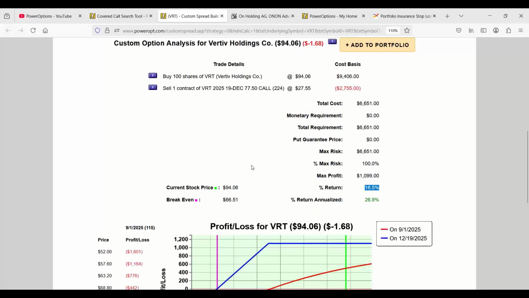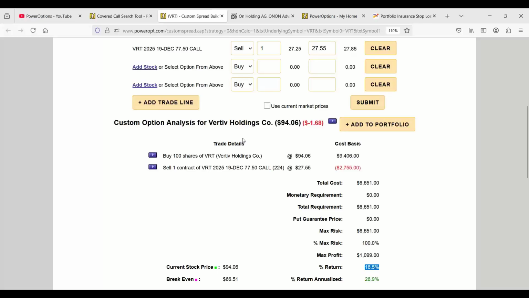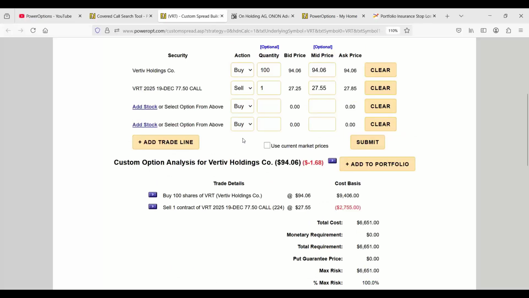Check in on it occasionally, check in on it around earnings, set an alert to be notified when you're 2 to 3 days before earnings, see where the position is, check the day after earnings, see where the position is, not rolling, not adjusting, not managing.